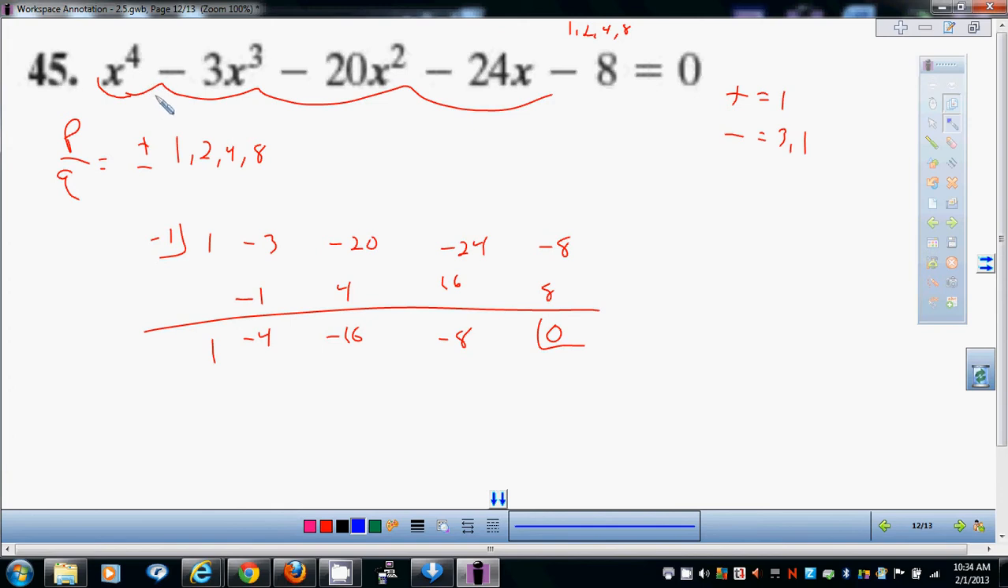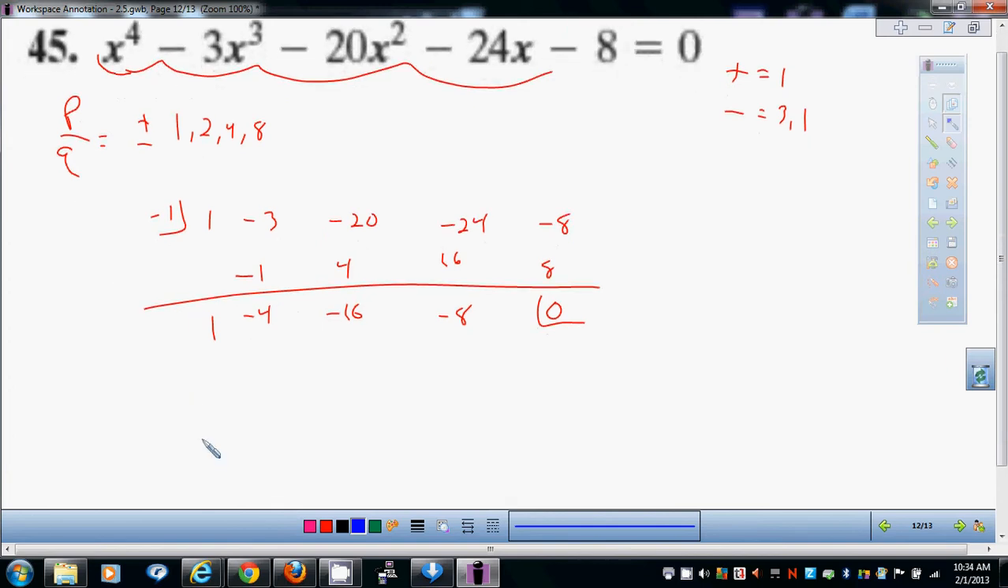So let's try negative 1 again. Notice I'm using it for my depressed polynomial, not my original. So, drop the 1, multiply, add, multiply, add. Is this going to work? No, it didn't. So, now I think you said yesterday that we can't just erase, so I won't just erase. I'll just write it again.